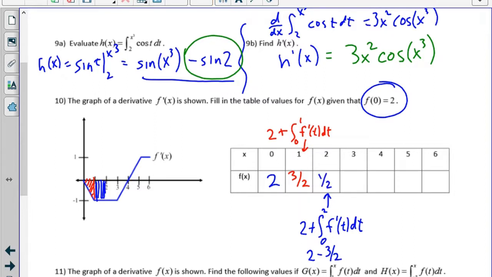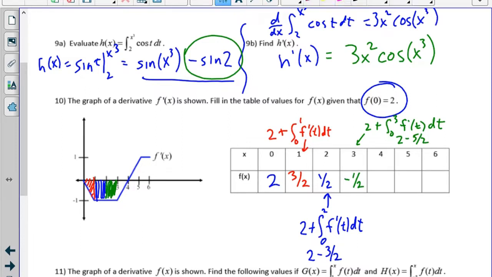We can continue doing this over and over again. So with number 3, it's 2 plus the integral from 0 to 3 of f prime of t dt. And that is another 1 that we are subtracting. So we've subtracted 1/2, 1, and 1. So we've basically had 2 minus 5/2. So this ends up being negative 1/2.